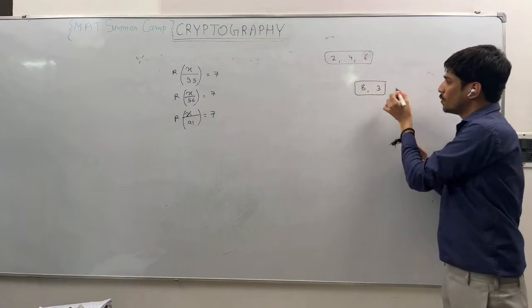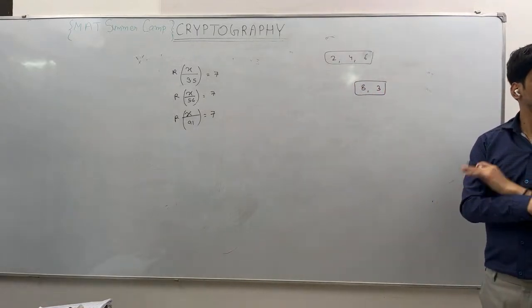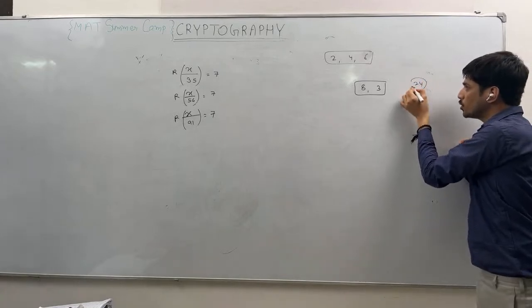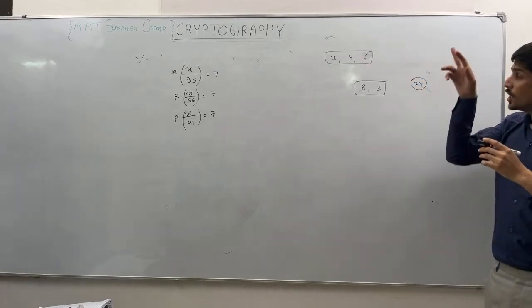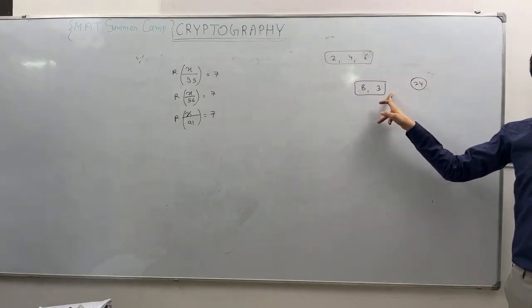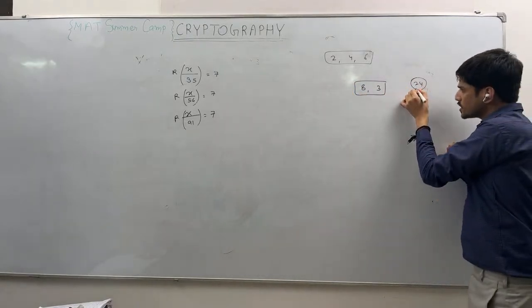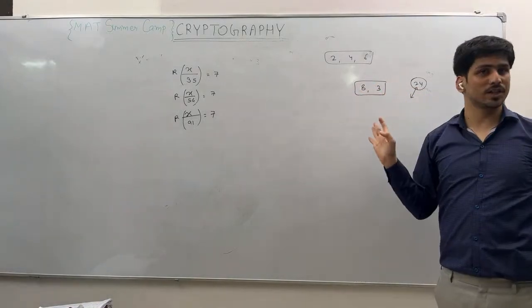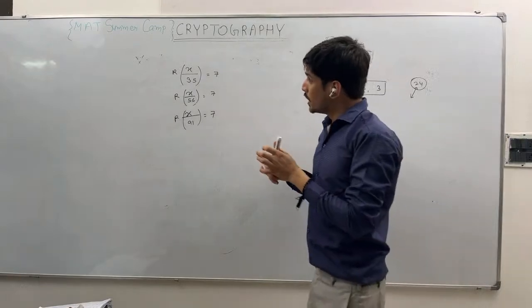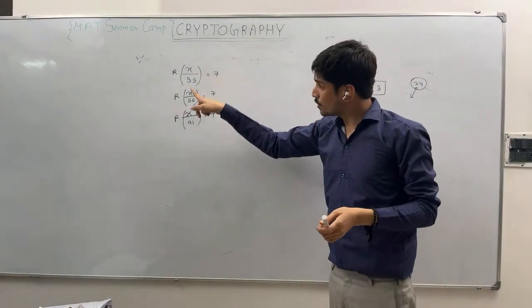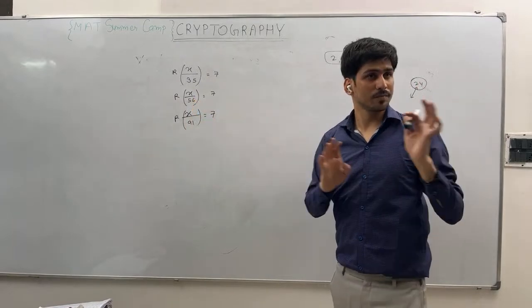Or let me do this: 8 and 3. What is the LCM of 8 and 3? 24. Clear? 8 into 3 is 24. So what can you say about 24? 24 is the least number which is divisible by 8, and at the same time it is divisible by 3 also. There is no smaller number than 24 which is divisible by 8 and 3 simultaneously. In a similar way, the LCM will give me that number which is divisible by 35, 56, and 91, right? Is it clear?